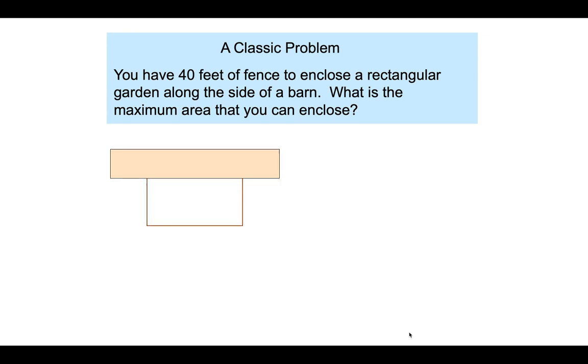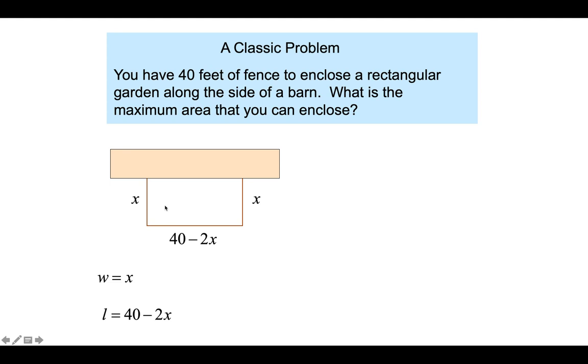All right, so here we've got our barn and we've got a rectangular garden there. So we're going to let the width equal x, and we will let the length equal 40 minus 2x because we have 40 foot of fence and we've taken x here and x here. So we have the original 40 minus the 2x that we've used.